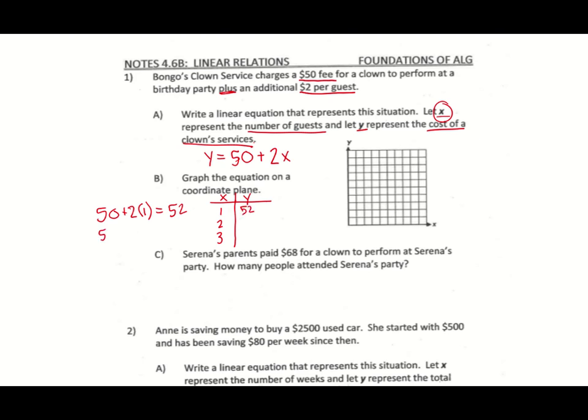Now when we plug in 2, 2 times 2 is 4 plus 50 gives us 54. And then for 3, two times 3 is 6 plus 50 is 56. So now that we have some points, I can graph these on my graph over here. So I'm going to say that my x is going by ones here. So I have 1, 2, and 3.